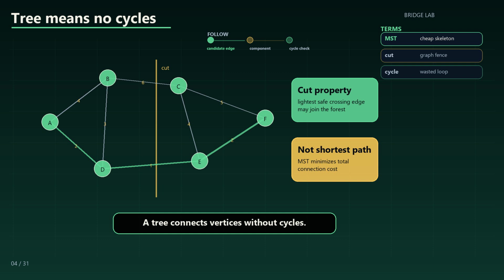A tree connects vertices without cycles. If a cycle exists, at least one edge is redundant for connectivity. The edge count target is n-1, and any extra edge that closes a loop is redundant for connectivity.